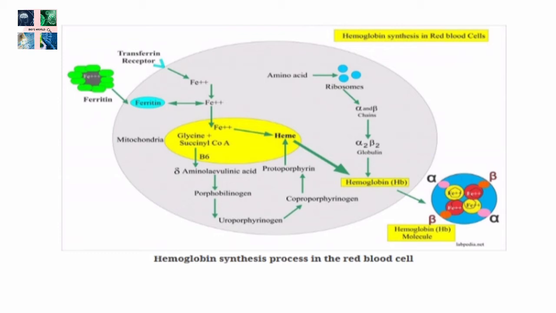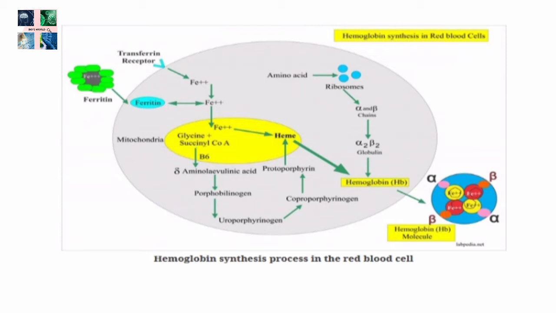For that we need 8 enzymes. Among them, 4 are from mitochondria and 4 are from cytosol. The process starts in the mitochondria, where ALA synthase, that is aminolevulinic acid synthase, links glycine and succinyl coenzyme A to form ALA. Steps 2 through 5 occur in the cytosol.